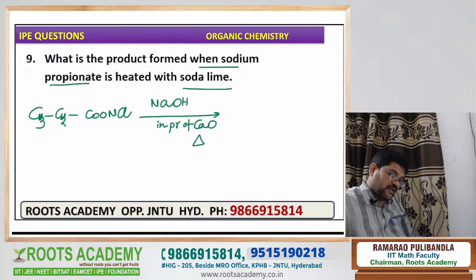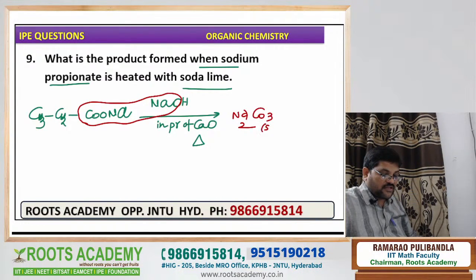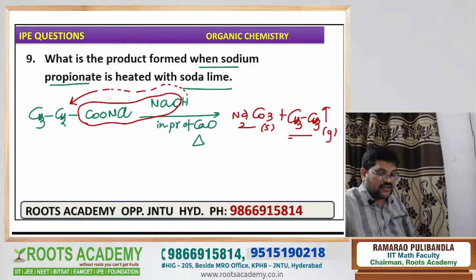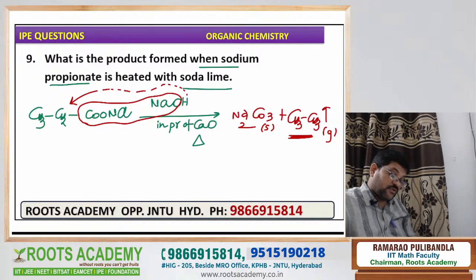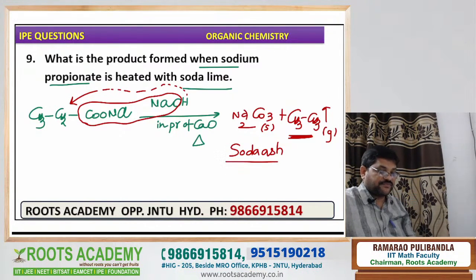Now here the CO2 is liberated in the form of Na2CO3. The H atom attacks the ethyl group and you get ethane gas liberated. Ethane gas is liberated. Simple explanation. That's why the CO2 is removed in the form of soda ash.